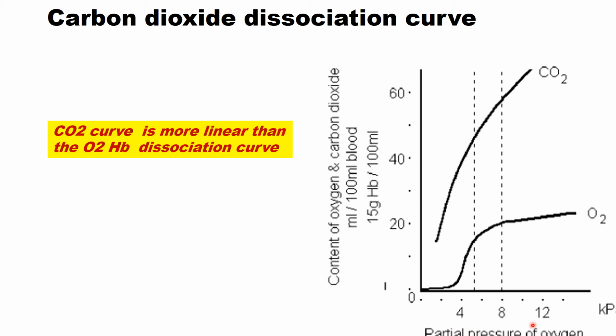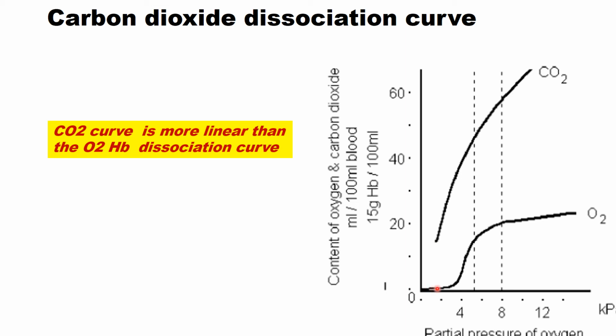Now you see this graph which is present here. The graph has been plotted for partial pressure of oxygen and carbon dioxide, and on the y-axis you have the content of oxygen and carbon dioxide. So you can compare two types of graph here. One is the oxygen hemoglobin dissociation curve, and second is the carbon dioxide dissociation curve. So what do you observe when you compare both of these graphs?